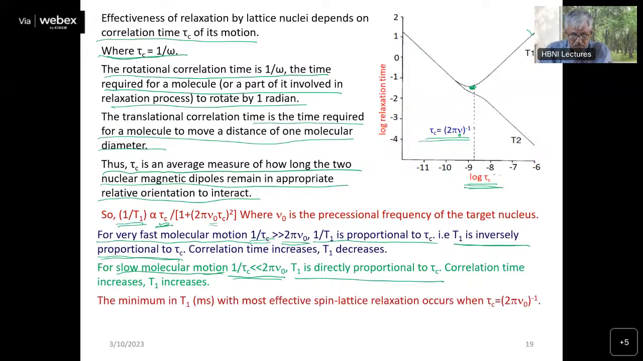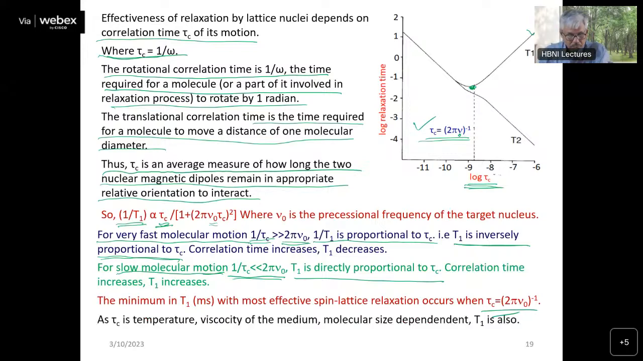And the minimum T1, with the most effective spin relaxation, occurs at this condition. So that is the minimum T1. Now, as we have told, the correlation time is temperature dependent, viscosity dependent and molecular size dependent, so T1 will also depend on all these three parameters: temperature, viscosity, as well as size of the molecule. Larger molecules will come in this region, smaller molecules will come in this region, because smaller molecules rotate very fast, whereas larger molecules rotate very slowly.